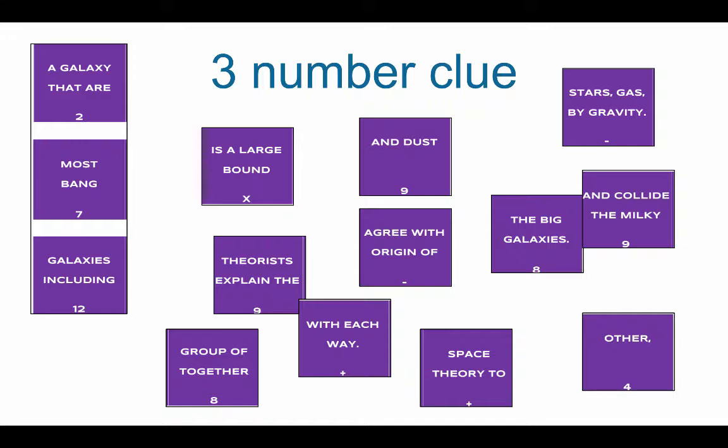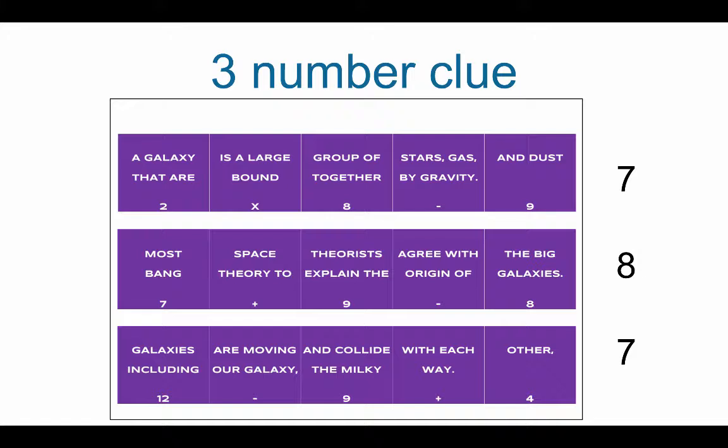Once the 15 squares are found, they can be placed in order with 3 statements about galaxies. A galaxy is a large group of stars, gas, and dust that are bound together by gravity. Most space theorists agree with the Big Bang theory to explain the origin of galaxies. And galaxies are moving and collide with each other, including our galaxy, the Milky Way. These will turn into 3 different equations. Those equations will lead to the numbers 787, the 3-number clue.